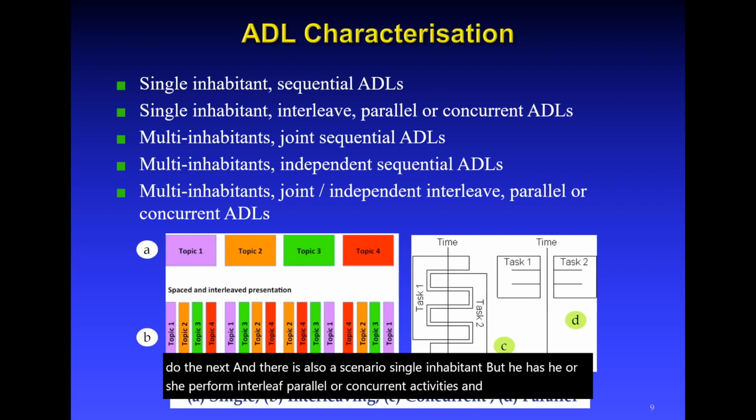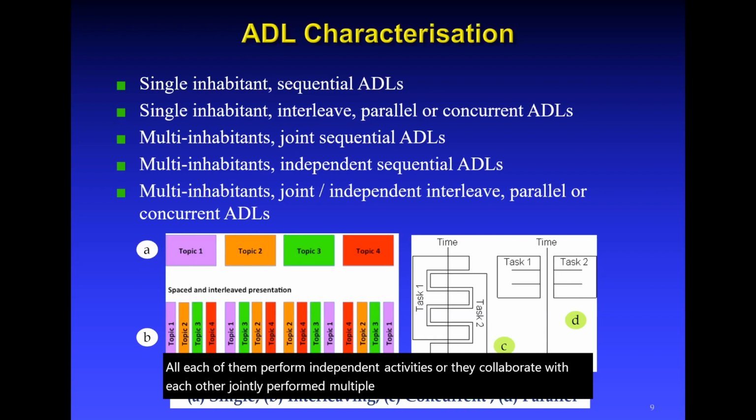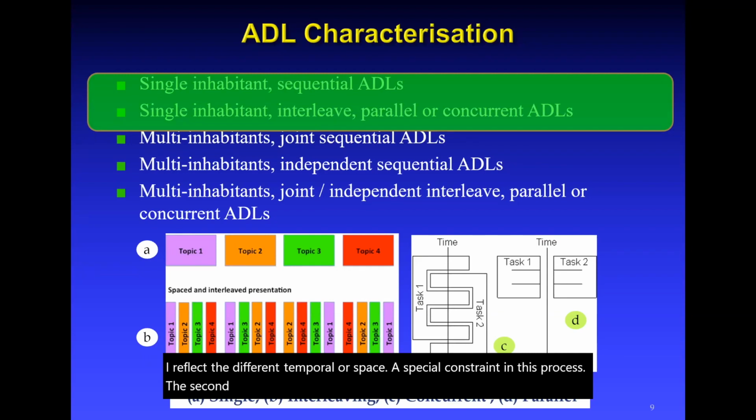And then there are more complex scenarios like multiple inhabitants, who jointly perform sequential activities, or each of them performs independent activities, or they collaborate with each other and jointly perform multiple activities. So you can see it reflects the different temporal or spatial constraints in this process. Second, I would highlight that our research is mainly focused on a single user. It could be sequential, but we also address interleaved, parallel, or concurrent activity recognition.